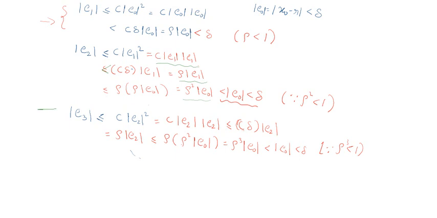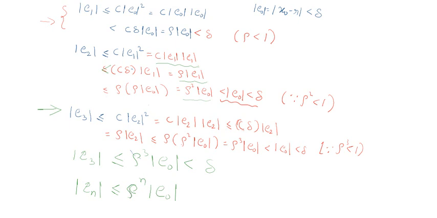Similarly you can go for mod E3, and you can show that mod E3 is less than or equal to rho cube times mod E naught. Since rho is less than 1, all positive powers will remain less than 1, so you can also show that this is less than delta. Keep on doing so, and it will give you the actual inequality, that is mod En is less than or equal to rho to the power n times mod E naught.